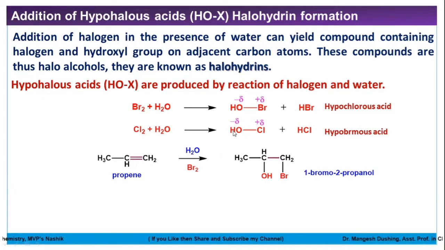See here, OH is a negative part of the reagent, so it prefers the carbon atom which has a less number of hydrogen atom. That's why we will get a product exclusively 1-bromo 2-propanol.